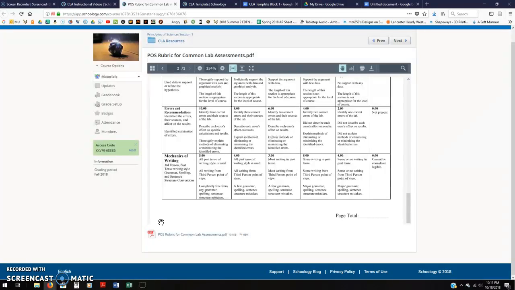The purpose of this part is to look at what may have caused mistakes or errors in the numbers you collected, and to think about ways to eliminate those errors. To get full credit, you should identify 3 correct errors and their sources in this lab. Describe each error's effect on the specific calculations and results, and then finally, try to think of a way to go about eliminating that error from the lab, or minimizing its effect in some way.